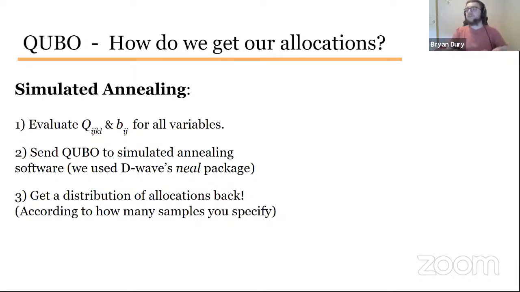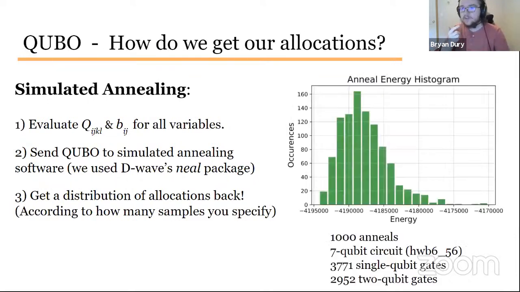In our case, we use D-Wave's Neal package, primarily because they already support QUBO operations, so it's quite easy to work with. And finally, we get a distribution of allocations back, and you can specify how many allocations you get back. Now, that's an important point to touch on here. By using simulated annealing, we can actually get more than one allocation back instead of just one, like most other contemporary allocation algorithms.